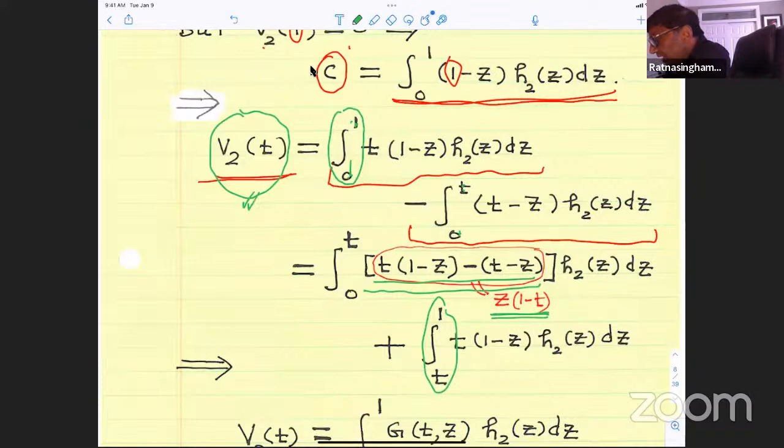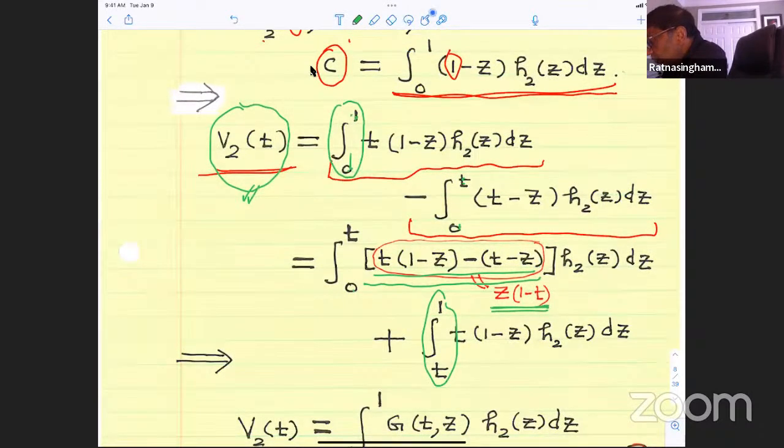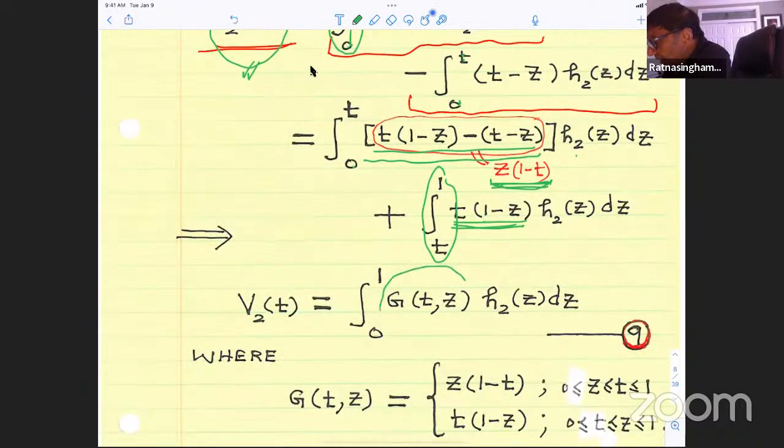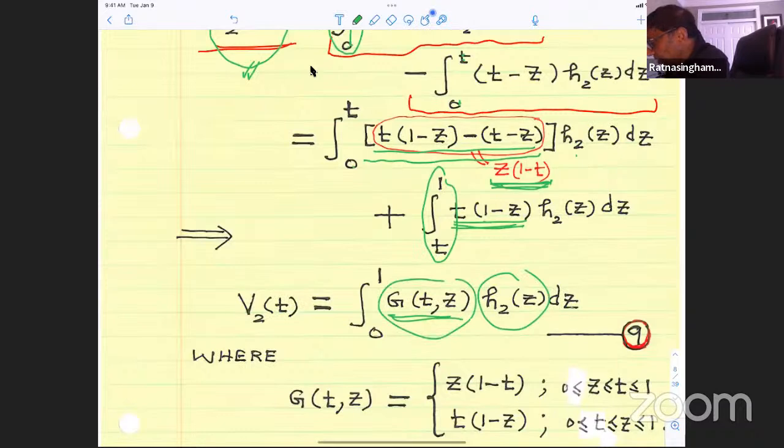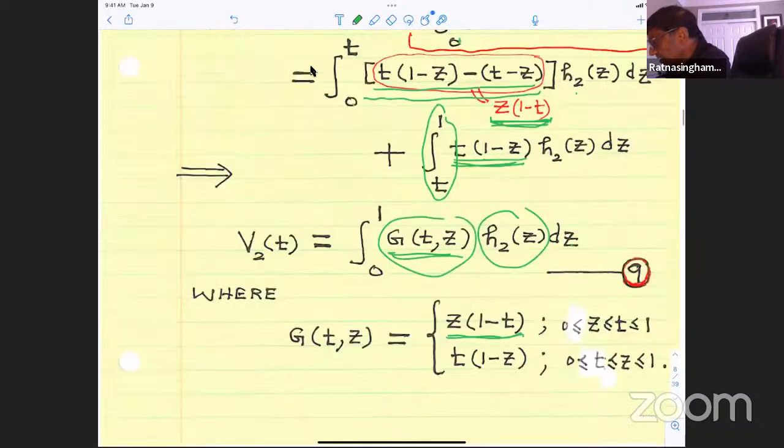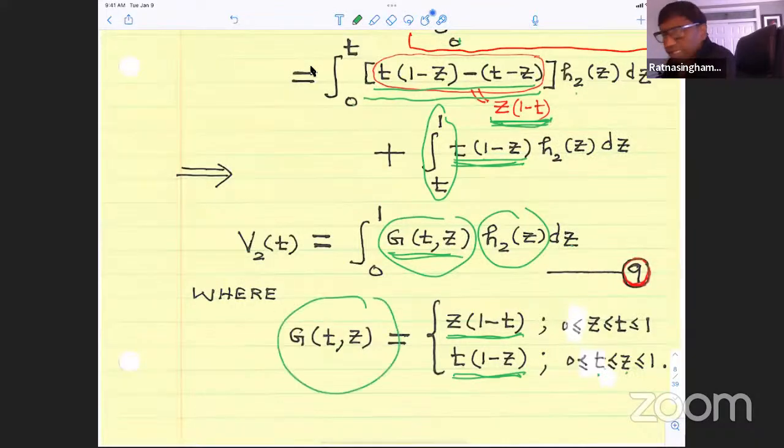So the V2 of t will become the integral from 0 to t of z times 1 minus t times h2, plus from t to 1, it will be t times 1 minus z. One can write this in a combined manner: V2 of t is the integral from 0 to 1 of this function g of t, z times h2 of z dz, where this g of z, t is the split function. If z is less than t, it is z times 1 minus t. If z is more than t, then it is t times 1 minus z. This is what they refer to as the Green's function that you may have heard of.